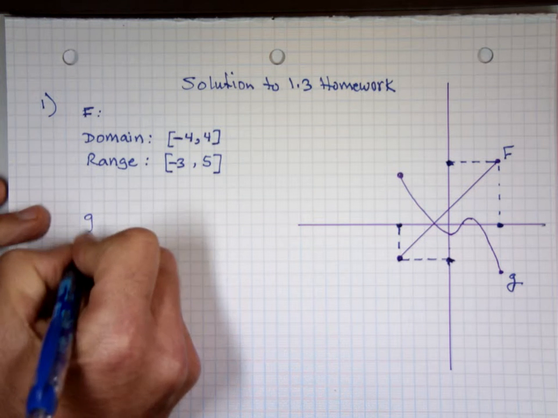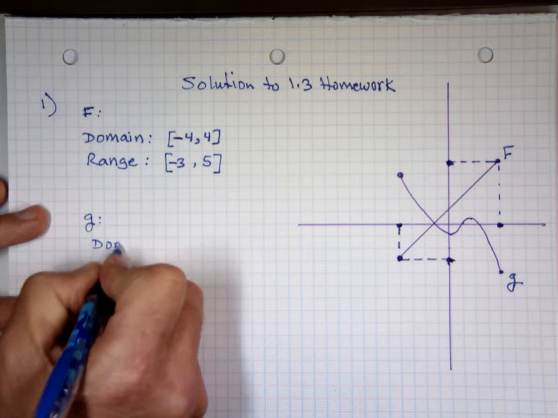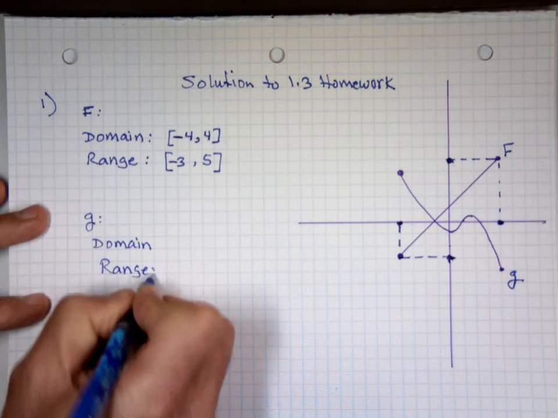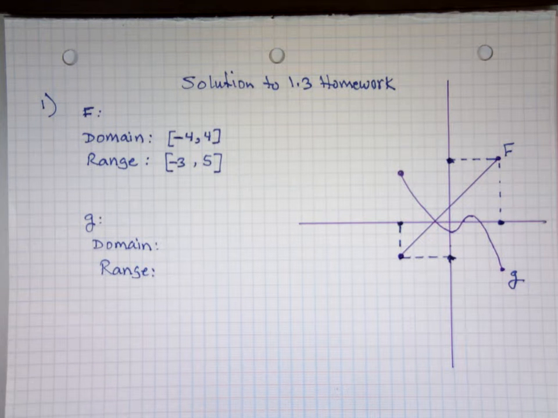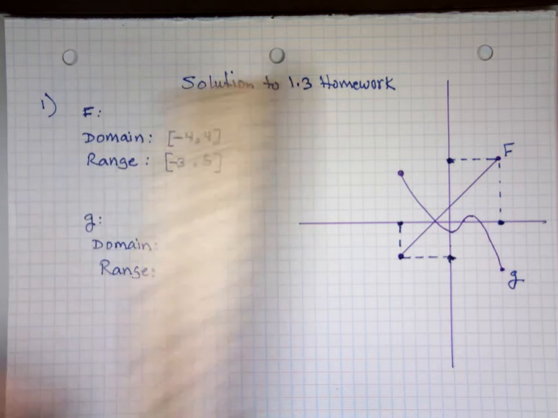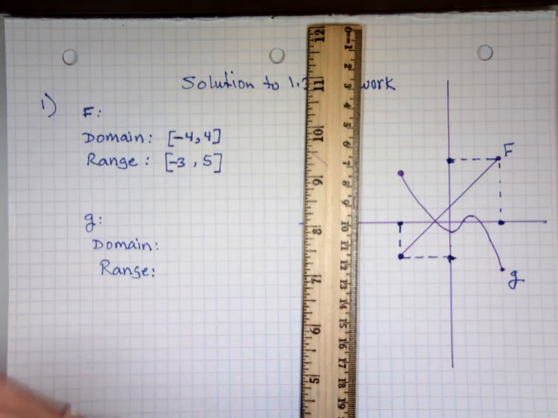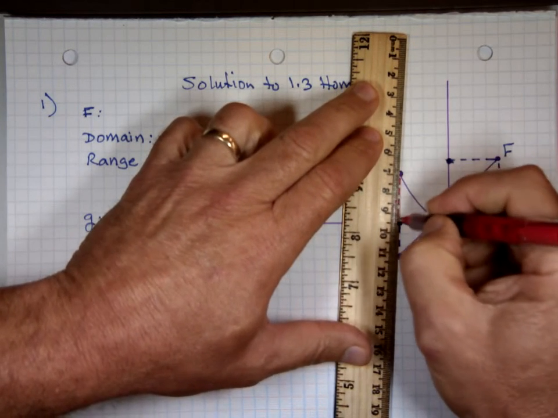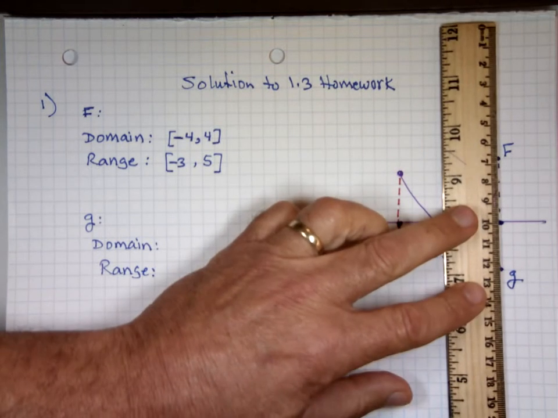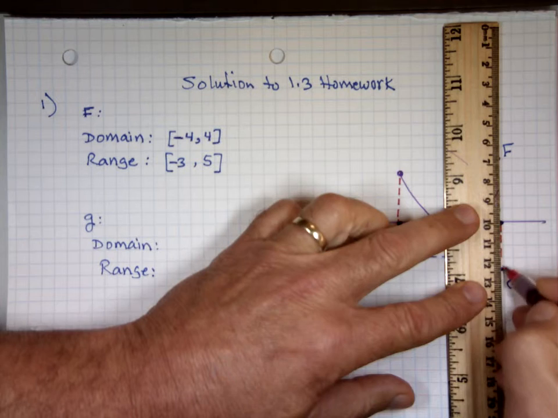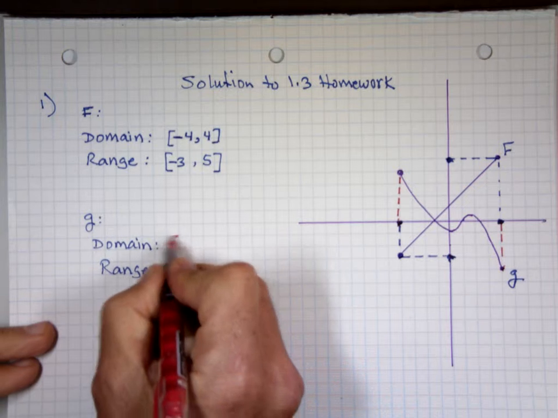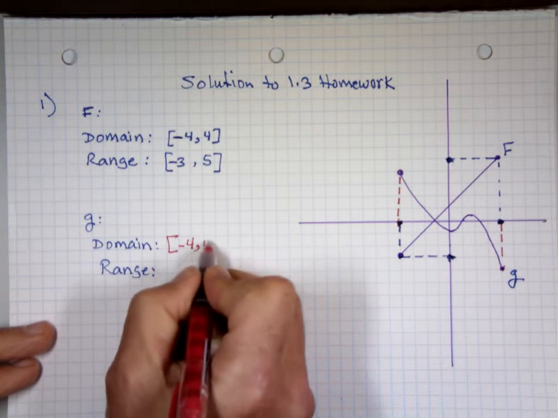Let's look at the g function, the domain and the range. Now, maybe I'll use a different color for that. I'll use red for it. Now, the x value looks like it's the same one. The domain is from this value, which is negative 4, to where? So the domain is from here to here, still negative 4 to 4.